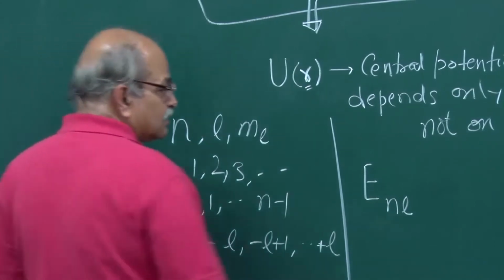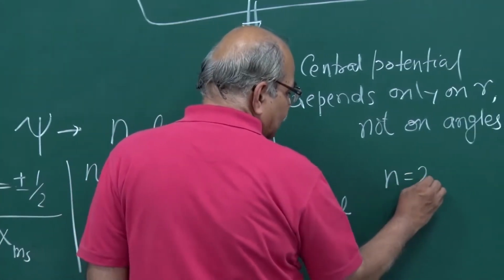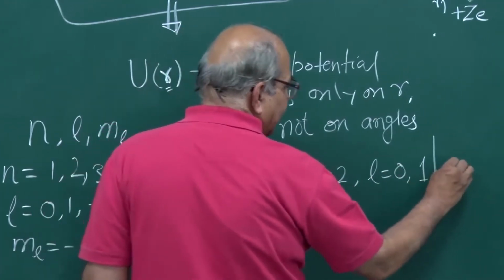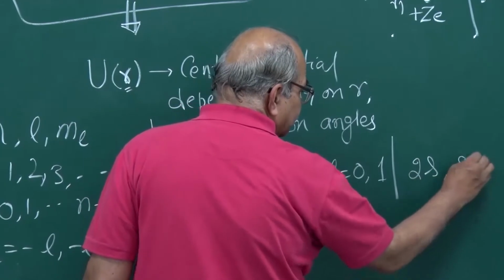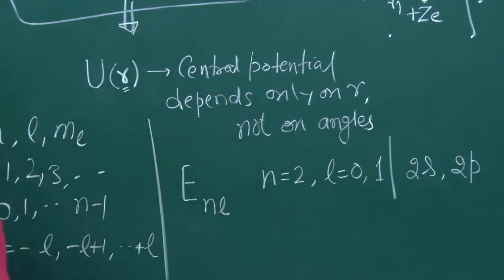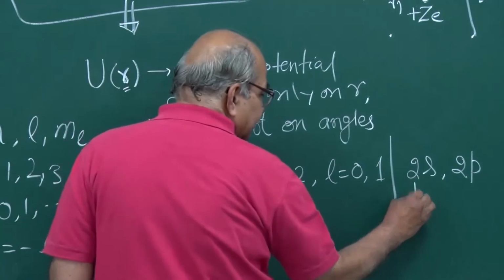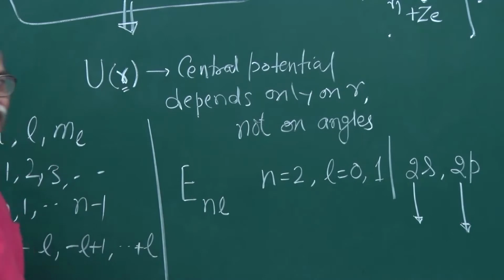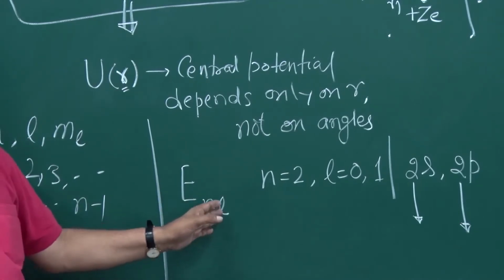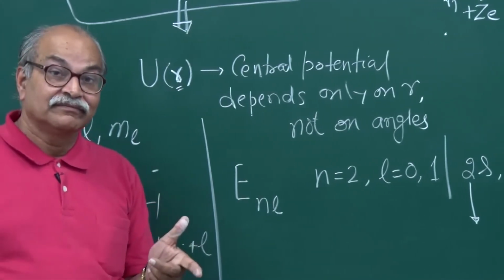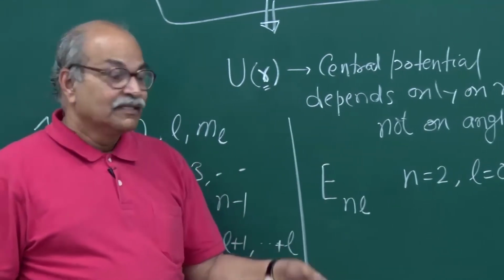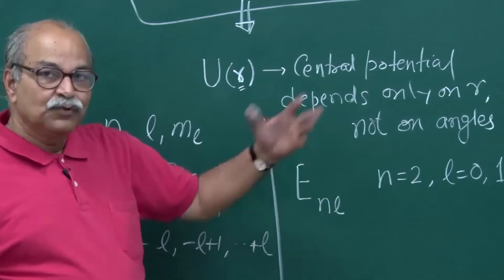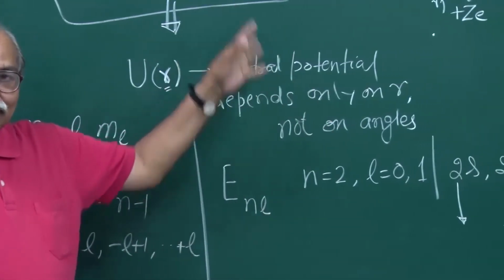Suppose n is equal to 2, and then you have l which can be 0, which can be 1, that means you can have 2s, you can have 2p. Now 2s will have one energy and 2p will have a different energy. It depends on n and l. It still does not depend on ml and not on ms. So your energies are now labeled as energy of 1s, energy of 2s, energy of 2p and so on.